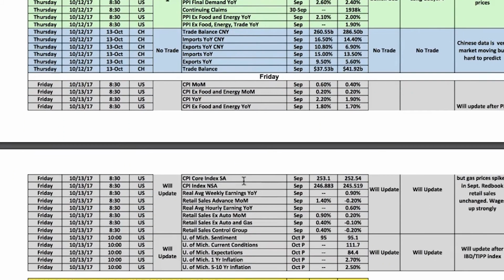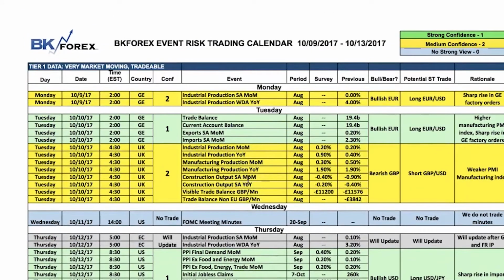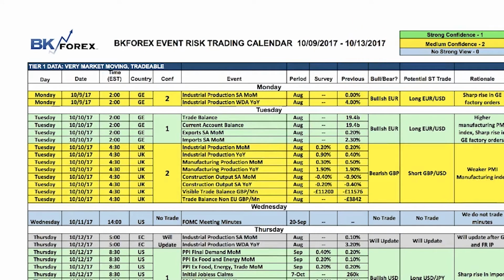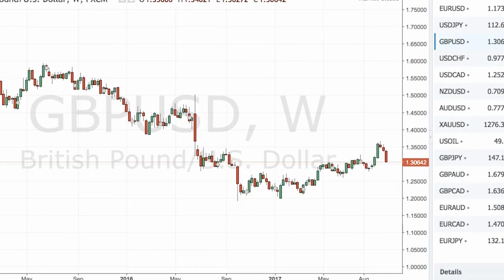Everything else here is all related to the majors, so we don't really have any risk next week that could be catalytic, and it's really going to be very much a trade on pro-dollar, anti-dollar flows in some ways. Let's take a look at the charts here.